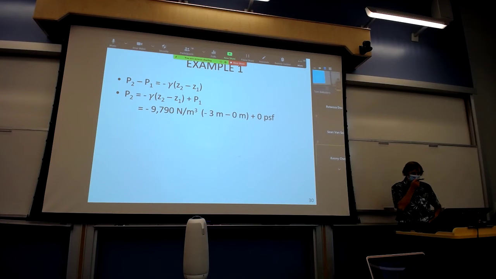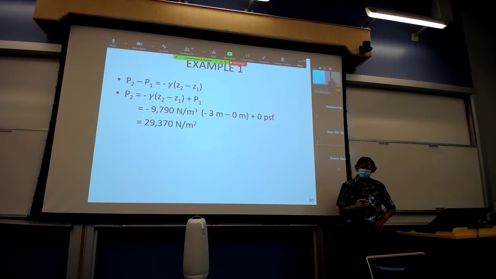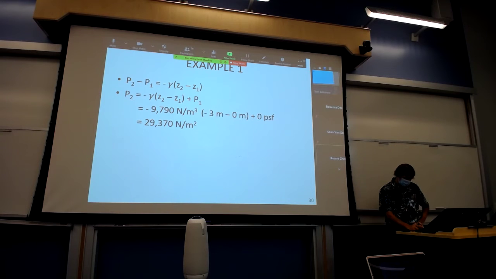So once we've rearranged the equation to solve for P2, now we can just plug, chug, and go. We put in the specific weight, we put in Z2 and Z1, and we put in P1. And then when we crunch that number, we get 29,370 Newton per meter squared. That wasn't so bad. Baby steps.